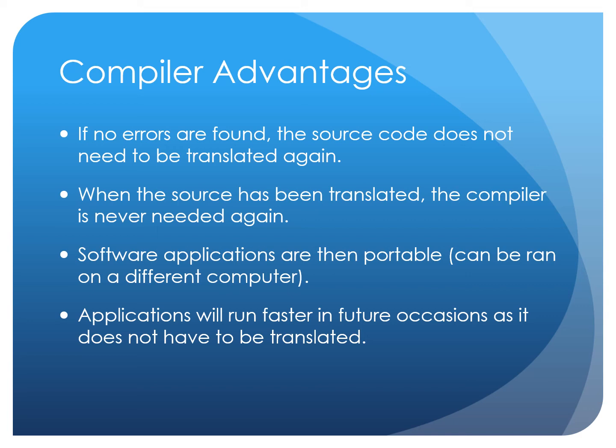In terms of advantages, if no errors are found, the source code does not need to be translated again. When the source code has been translated, the compiler is never needed again. That means it does not have to reside in active memory. It frees up resources. This also makes software applications portable, which means they can be run on different computers. Applications will run faster on future occasions, as no further translation is required.